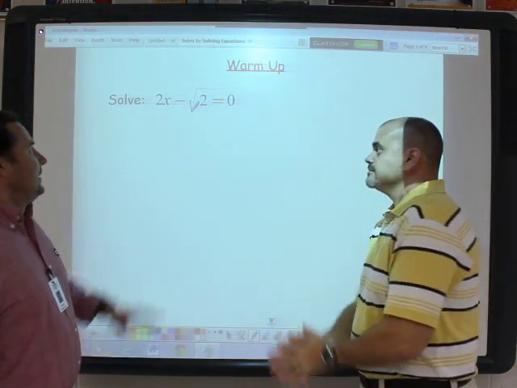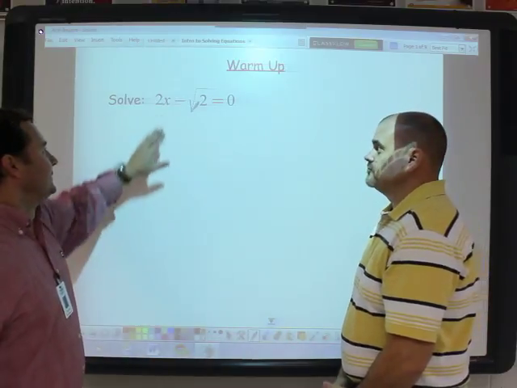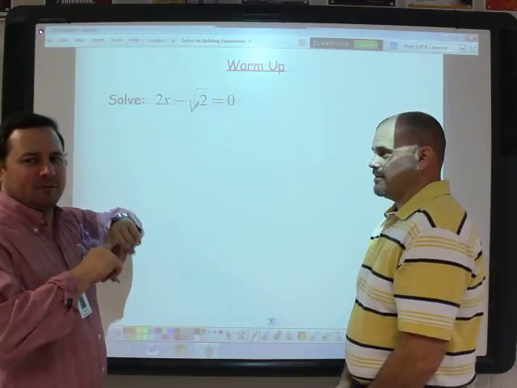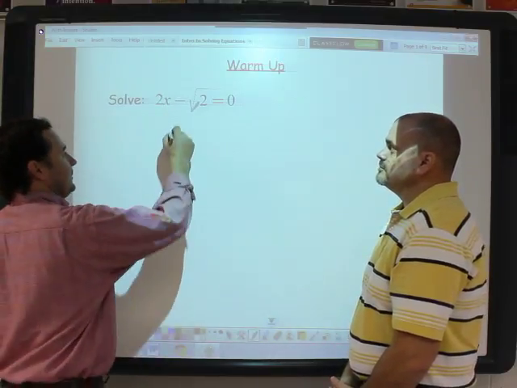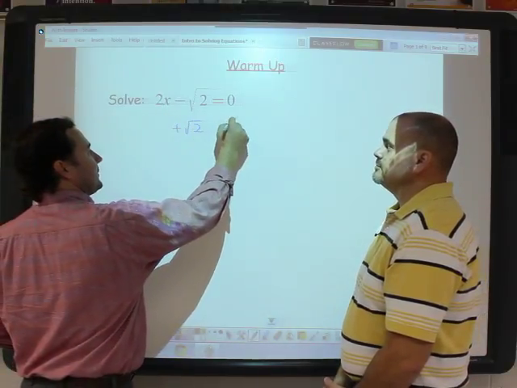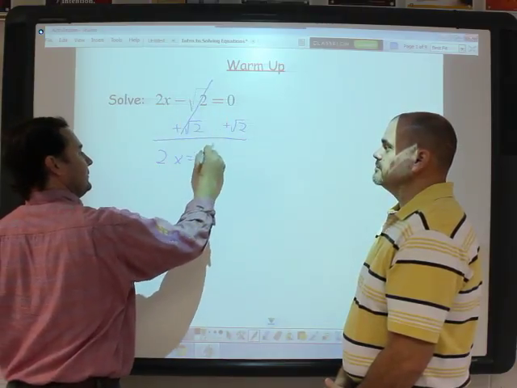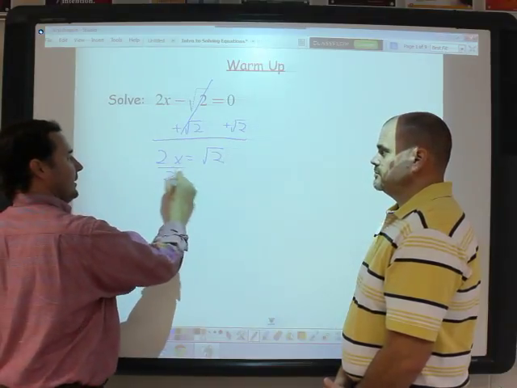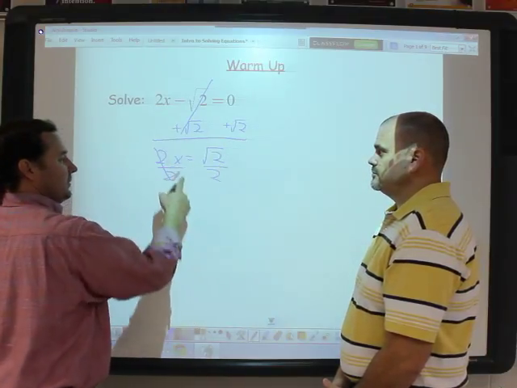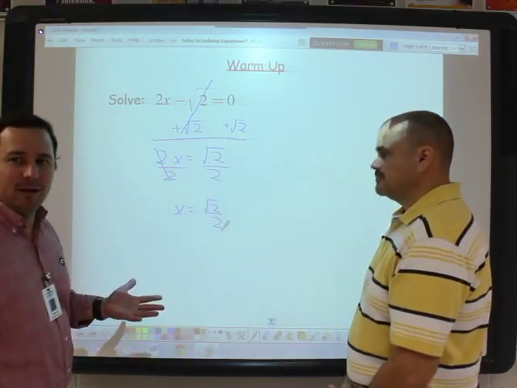Take it away. All right, we're going to work on solving trig equations. Let's take a step back to non-trig equations. You've got a variable, isolate it. In this case, I'll add root 2 to each side. X is being multiplied by 2, so I do the opposite, I divide by 2. So x is root 2 over 2. Easy.